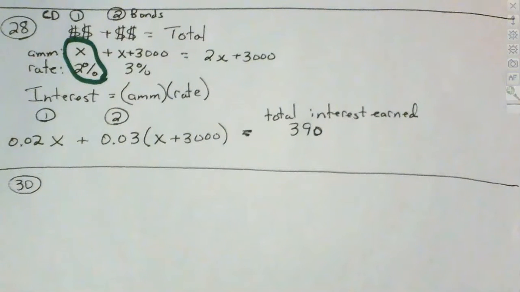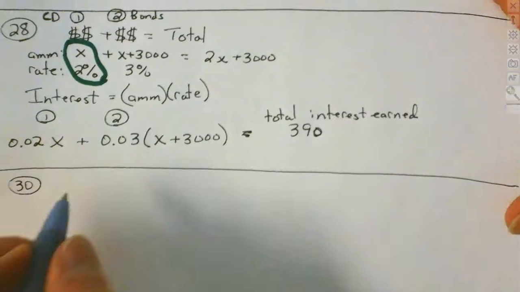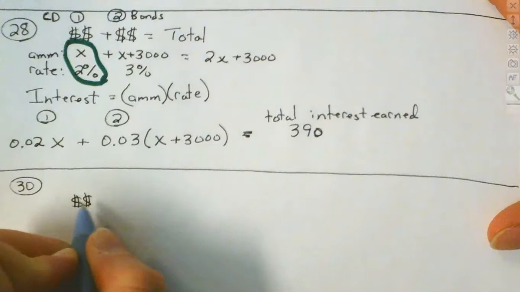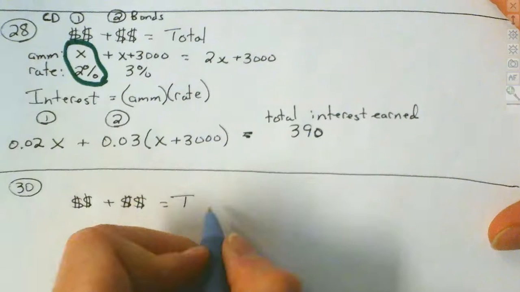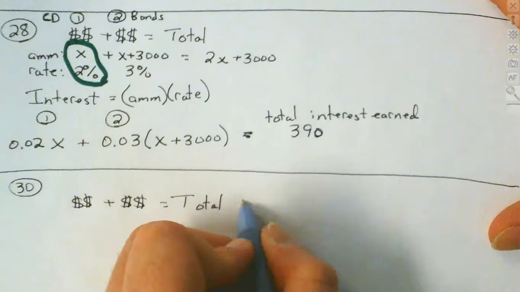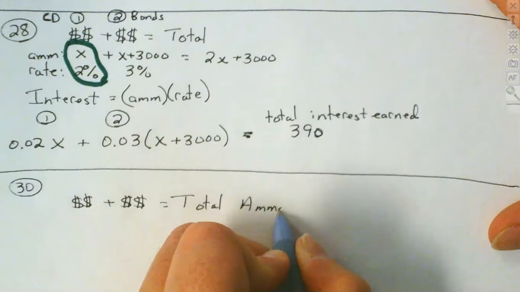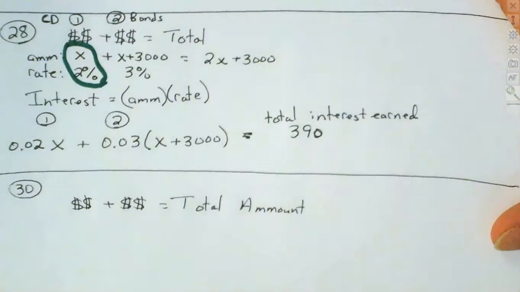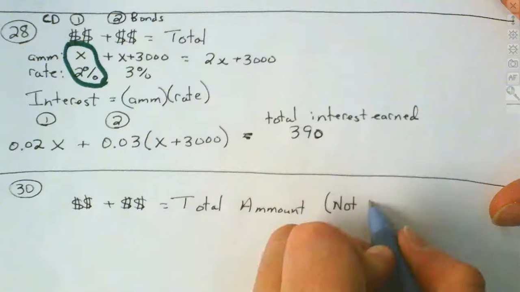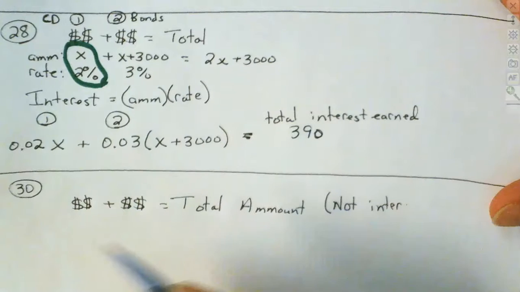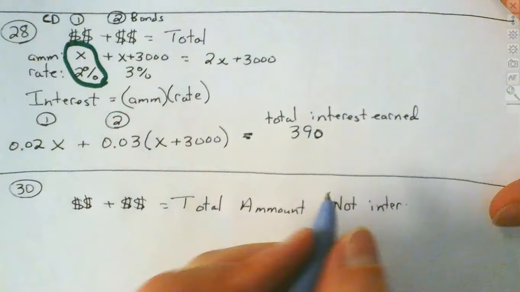Okay, so we've got to invest at different percentages. This is going to be our total, and I'll go ahead and label this as total amount over here. That way we don't get it mixed up with the interest. Total amount of money, and this is not the interest. Just so we don't get confused. A lot of times students mix up the interest with the total amount.